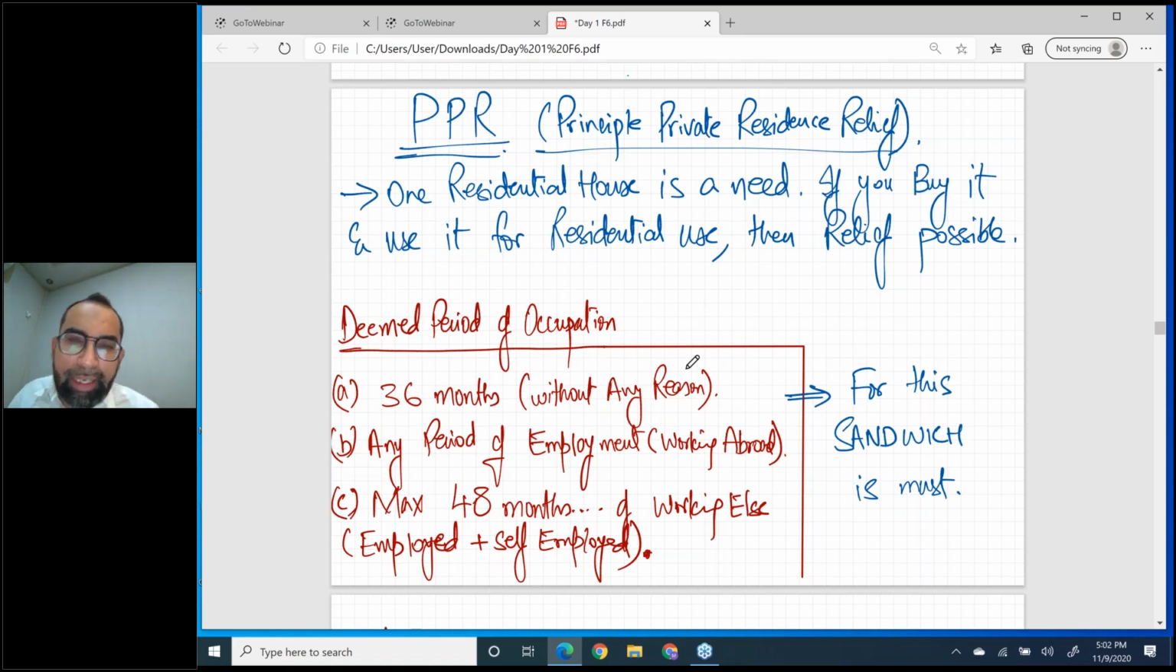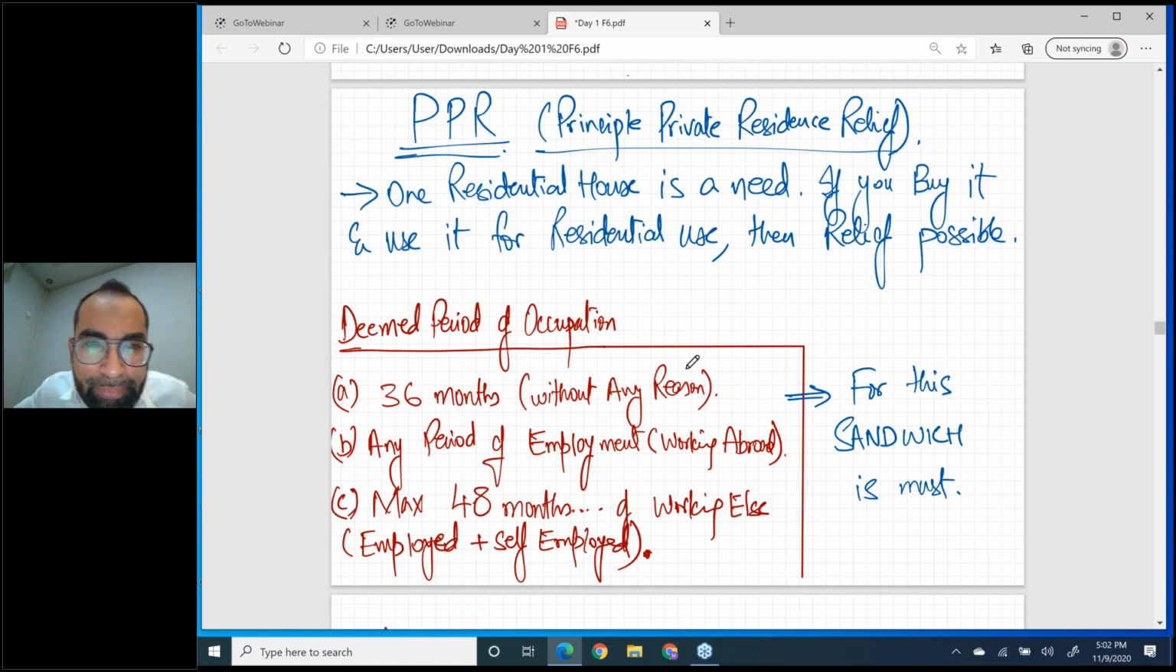So they made the law that, okay, buy one house for your living, for your residence purpose, and if you buy it and you use it for residential purpose, and then you sell it, no need to pay any tax on it. That's definitely our need. We all need one house. So if you buy a house and you occupy it, and then you sell it, no tax.